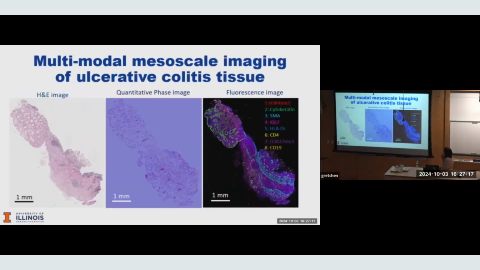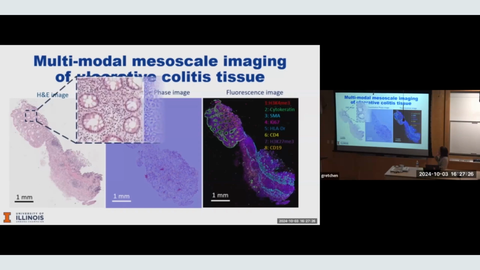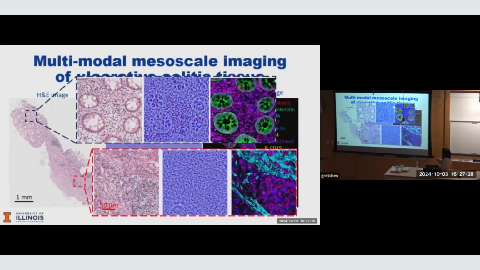And the same platform, you can use for multi-modal imaging of whole slide tissue. This is the example we are currently exploring, combining standard H&E, quantitative phase, and fluorescence. So you can see this is a normal region, this is an inflamed region. You can see different architecture, and these are different immune cells in comparison with epithelial cells.